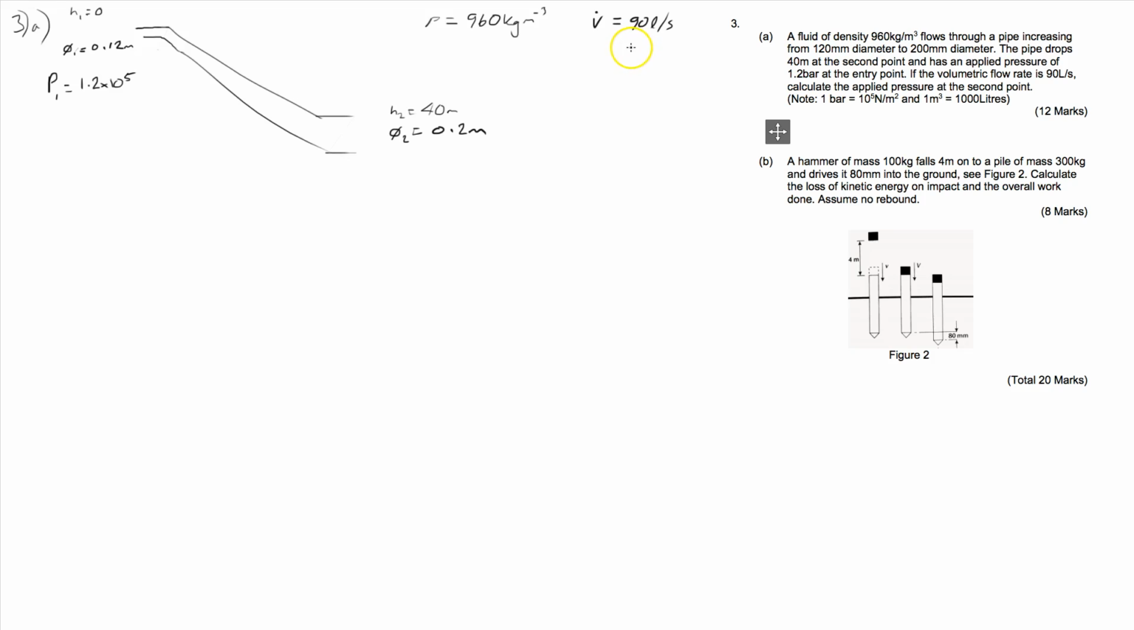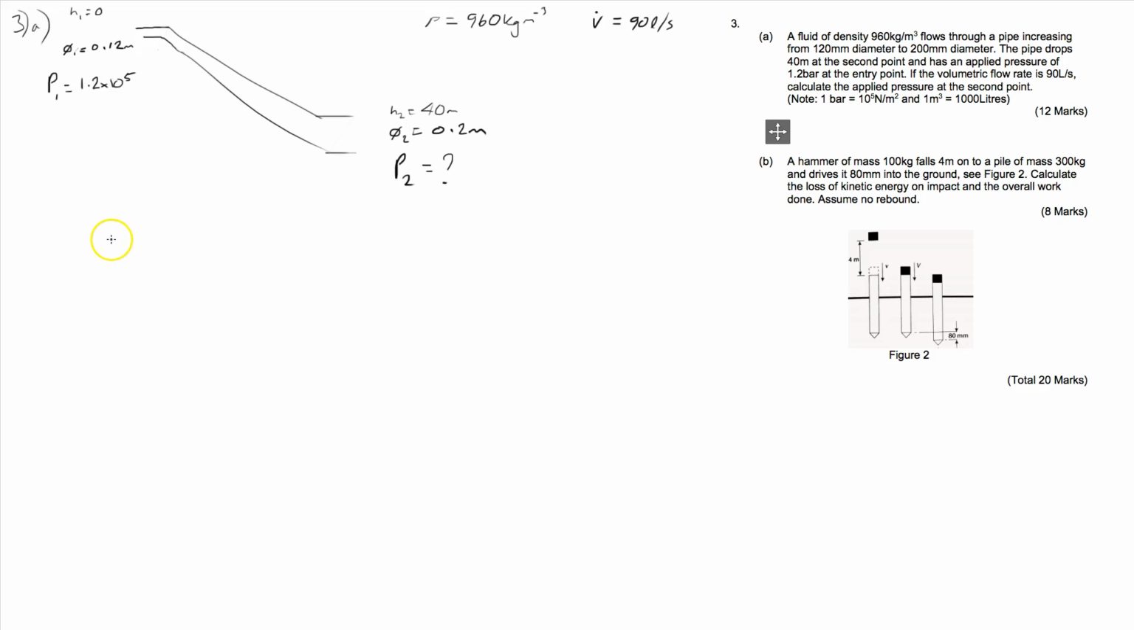So that's going to be using, I should expect, the continuity equation. We'll come on to that. Calculate the applied pressure at the second point. So the ultimate goal of this is to find P2. Okay. So we've drawn a diagram, we've stated our variables, let's state relevant formulae.